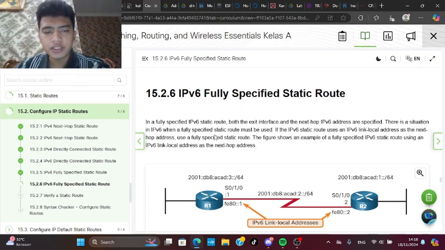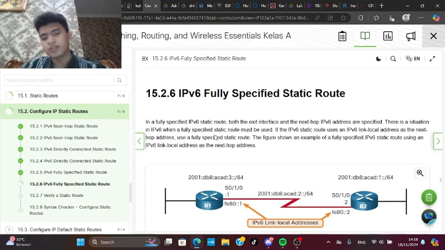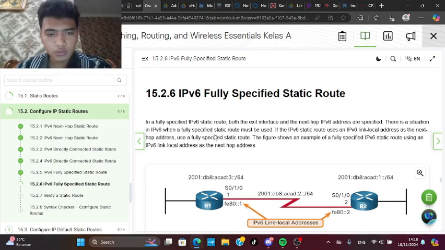In a fully specified IPv6 static route, both the exit interface and the next hop IPv6 address are specified. There is a situation in IPv6 when a fully specified static route must be used. If the IPv6 static route uses an IPv6 link-local address as the next hop address, use a fully specified static route. The figure shows an example of a fully specified IPv6 static route using an IPv6 link-local address as the next hop address.